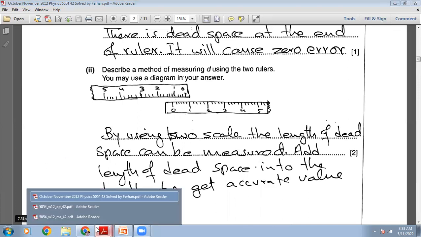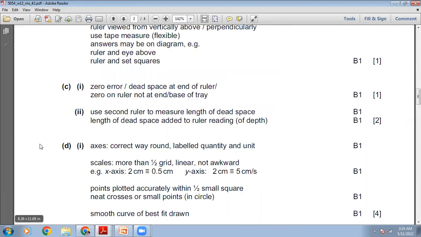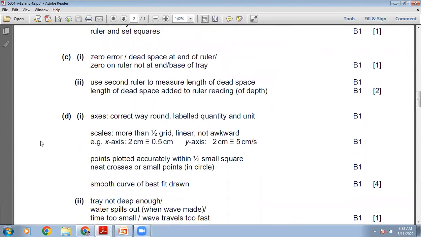I hope you understand. Let's have a look at the marking scheme. Use the second ruler to measure the length of the dead space, length of the dead space added to the ruler reading. So you get the reading of the depth.